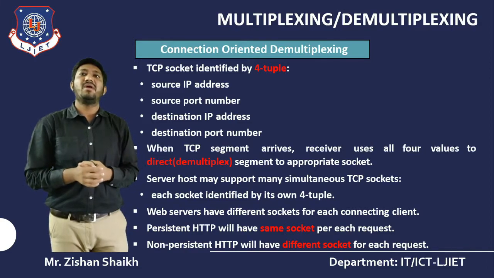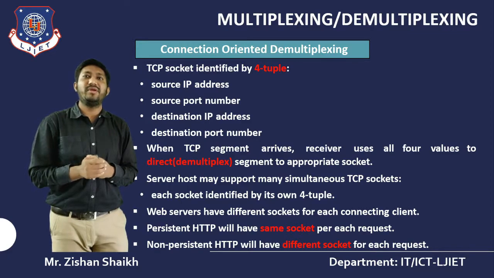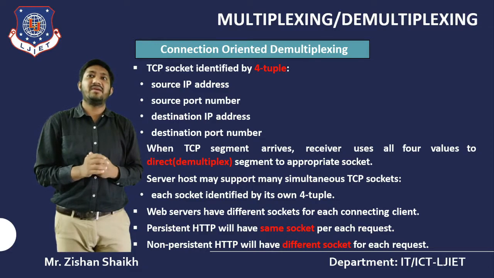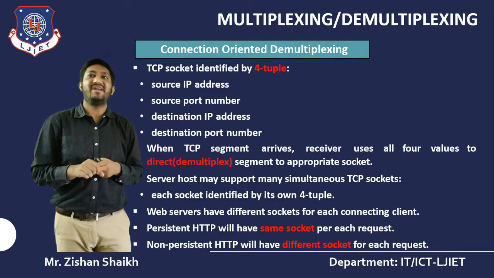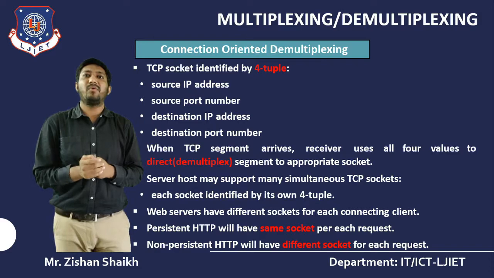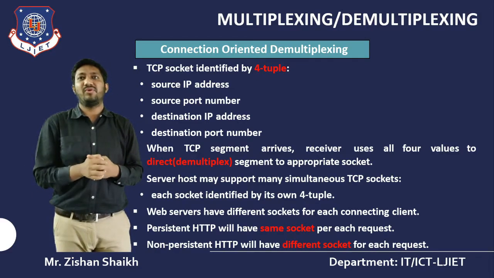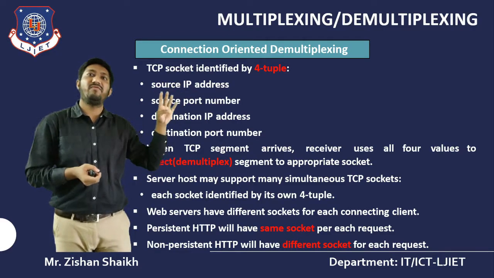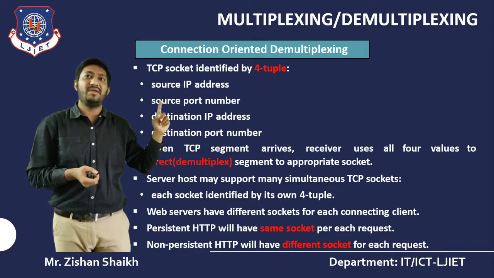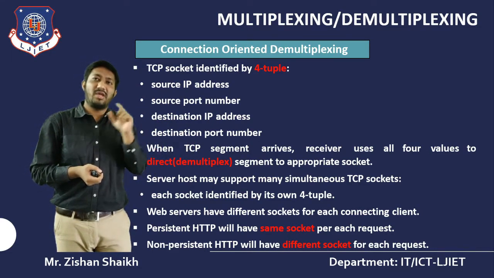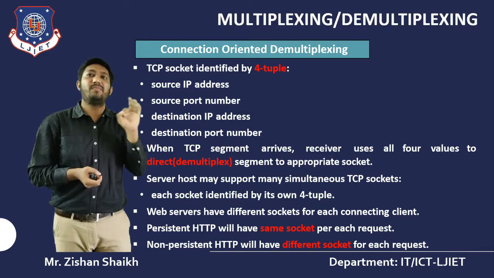Now we are talking about connection-oriented demultiplexing. When we talk about connection-oriented, reliability is there. What happened in the previous one, connection-less? No reliability, no guaranteed data transfer. But when we talk about connection-oriented, some surety and reliability is there. So at that time we need a minimum of four values here: source IP, source port number, destination IP, and destination port number. Here IP and port are both used.